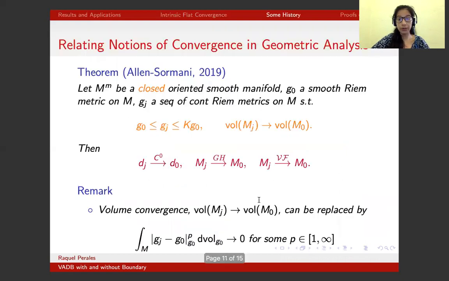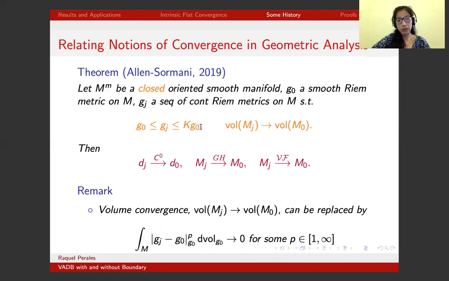Now let me tell you about the history of our main results. Allen-Sormani proved in 2019 the following theorem, which is very similar to our main theorems. There they have a fixed manifold M, which is closed, so no boundary. And the condition that they required is that Gj has two-sided bounds. So G0 is less or equal than Gj, and Gj is less or equal than Kj0. We didn't have this condition in our main theorems.